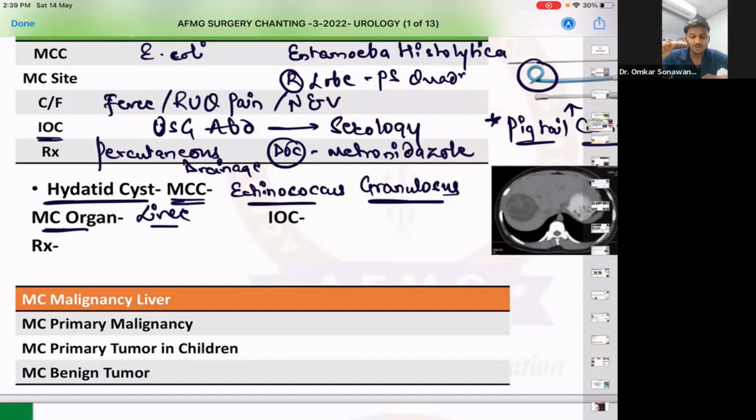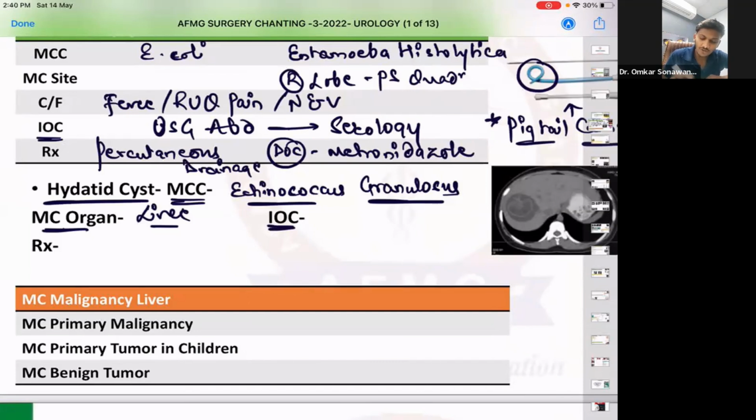Please tell me, Echinococcus granulosus is also known as which tapeworm? The definitive host of Echinococcus granulosus. Anybody? Quickly. Very good. It is dog, and therefore Echinococcus granulosus is also known as dog tapeworm. The intermediate host is usually sheep, whereas the accidental intermediate host is man.